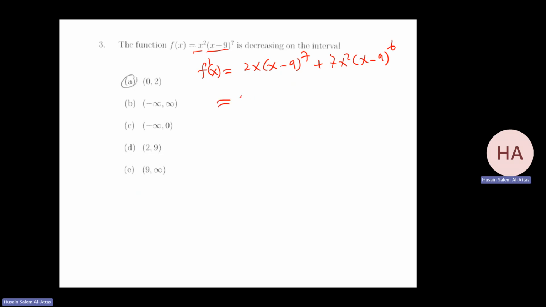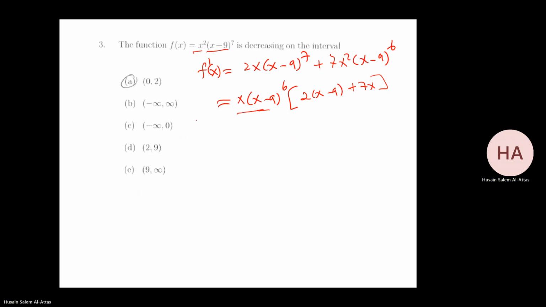I can take x common factor and (x minus 9) to the power 6. What is the remaining? I have 2 times (x minus 9) plus 7x. Am I right? Yeah. You can check when you do common factor. Multiply this by this, I have 2x(x minus 9) to the power 7. Multiply this by this, we have 7x squared (x minus 9) to the power 6.